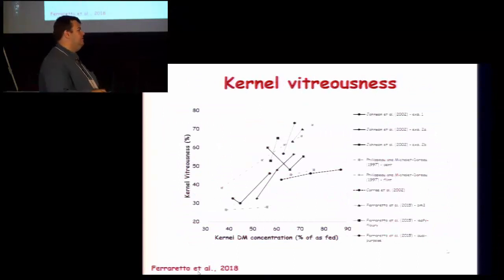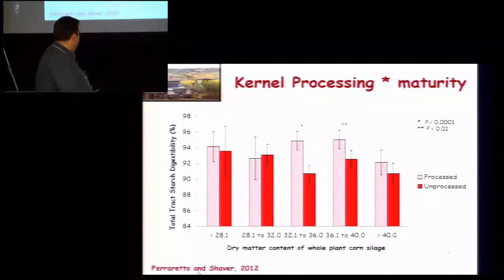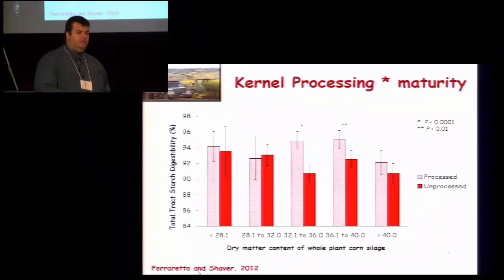With regard to kernel hardness, we highlighted the very few available corn silage trials evaluating kernel hardness. You can see that for most trials, kernel hardness, or in this case kernel vitreousness, which is very highly correlated with kernel hardness, increases as kernel maturity increases. Is that true for every single hybrid you have in the market? Probably not. There are probably hybrids that are better, but for those that we know were tested, it's true. How about technologies? How about using very aggressive processors?